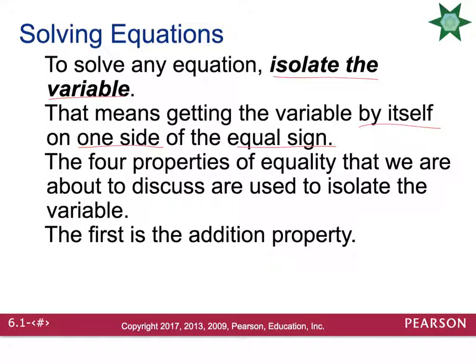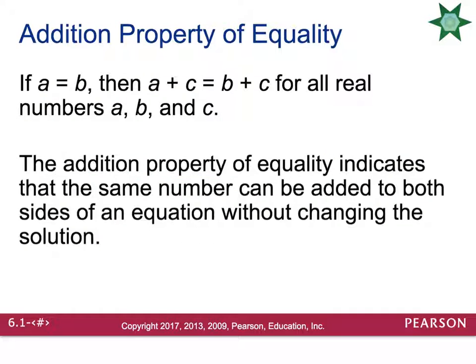There are 4 properties you can use in order to do that. The first property is the addition property. All this says is that as long as you add the same number to the left and the right, the equation will stay balanced.